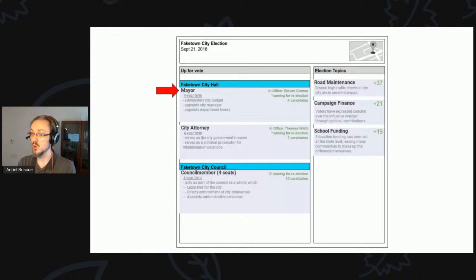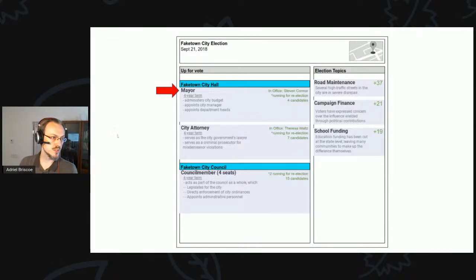The people who are actually allowed to vote in this election are the only votes that we care about for the election topics for this election, right? So the people who vote in this election have decided that road maintenance is the number 1 issue they care about. But they also care about campaign finance and school funding. So, any relevant roles to those issues should probably chime into the election topics being asked.